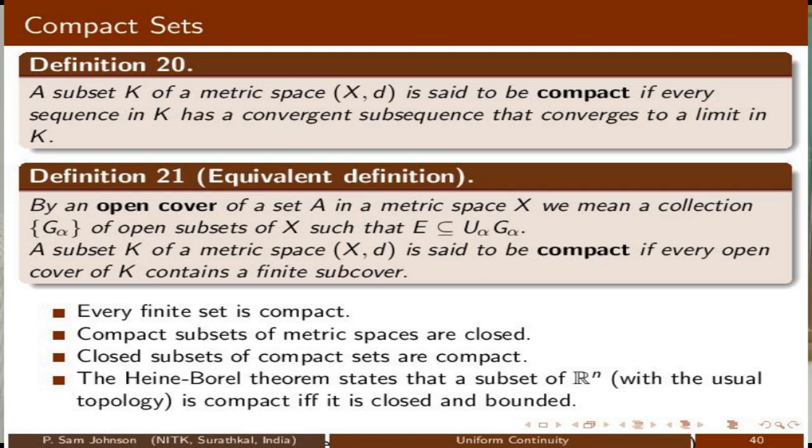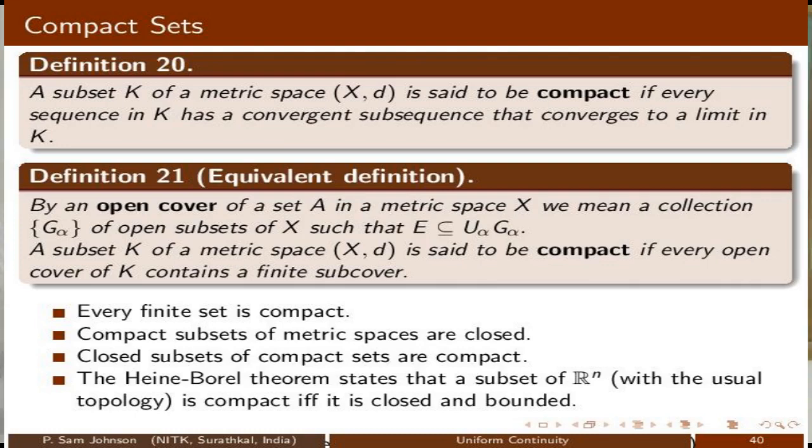So there are some observations. If a set has finitely many elements, obviously every open cover has a finite subcover because there are finitely many elements. Therefore, this set is compact. Compact subsets of metric spaces are closed, and closed subsets of compact sets are compact sets. In Euclidean space, the compact sets are precisely the closed and bounded sets. This is the famous Heine-Borel theorem.